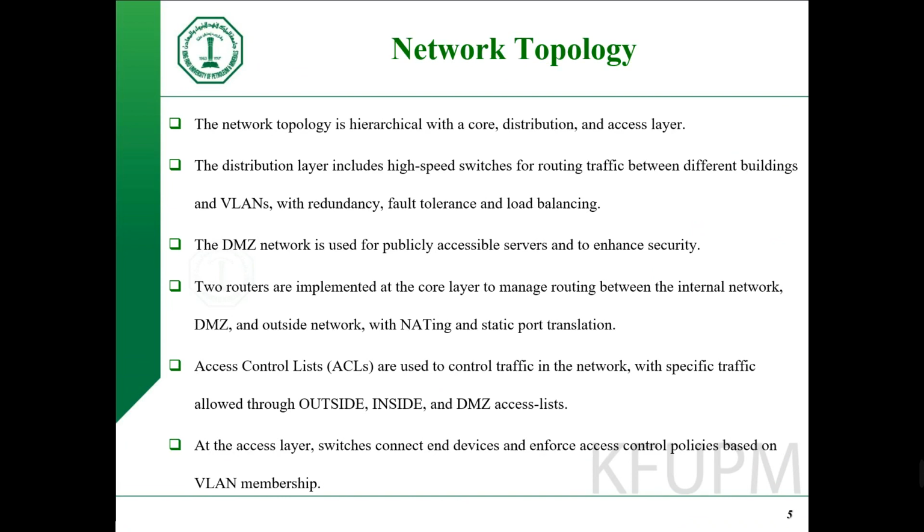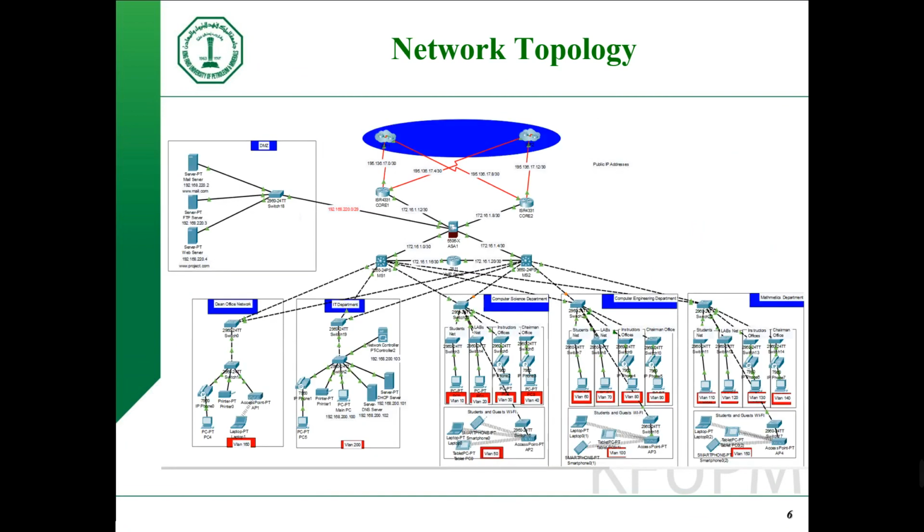The network topology used for our project is hierarchical, with a core layer, a distribution layer, and an access layer. The core layer connects the inside network, the DMZ network, and the outside network. The distribution layer connects the inside network, the different VLANs, and the buildings. And the access layer is the connection between the switches and the end devices.